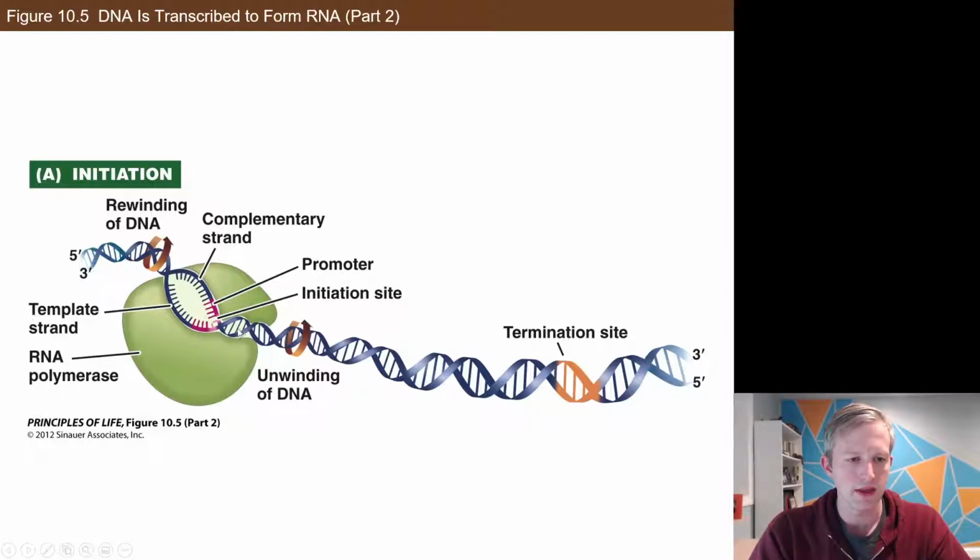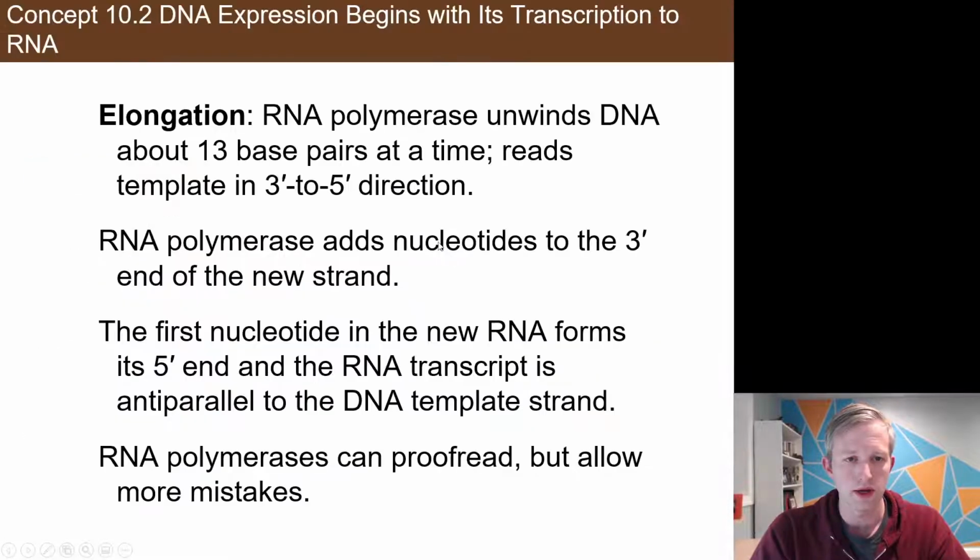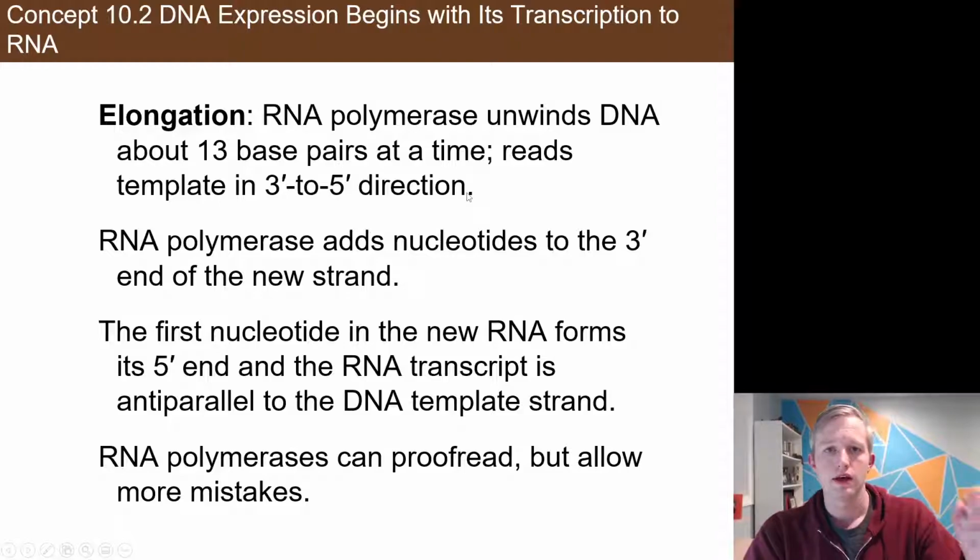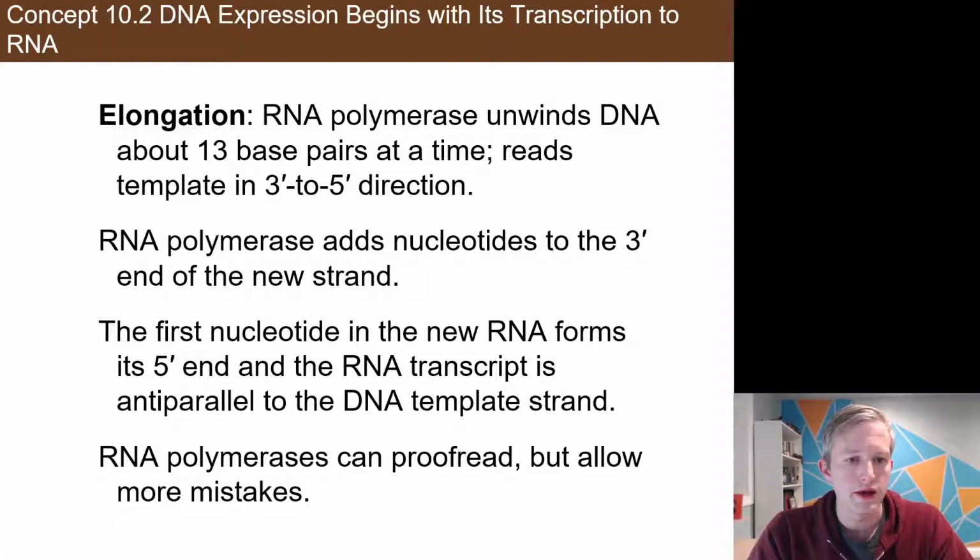It then begins to move down the length of the DNA and unwinds it and begins to link these nucleotides, the RNA nucleotides, and that's the process of elongation. So this is where we are actually producing the RNA strand. This is reading the DNA template in a 3 to 5 direction.